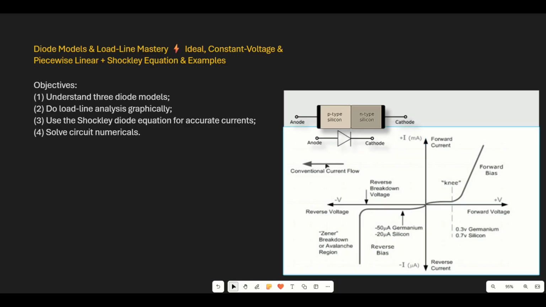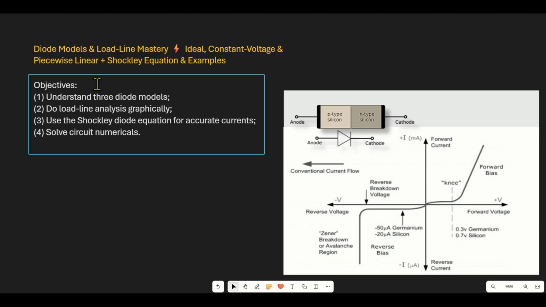to find the diode operating point using the load line. By the end, you will know when to use the ideal diode, when a constant voltage approximation is okay, and how to apply Shockley's equation properly. So our objective today: we will be understanding three diode models, then we'll do load line analysis graphically, then use Shockley's diode equation for accurate currents, and then solve a few circuit numericals.